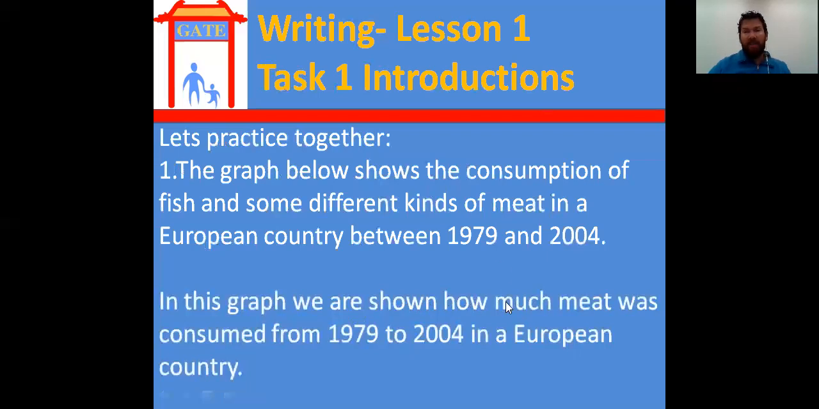How much? Because with meat, we wouldn't say many. Sometimes it's how many, if it's about an action. So for example, how people spent their money. So how much meat was consumed? How many cars were sold? How many people traveled by bus? Now, there's the kind of three common things.